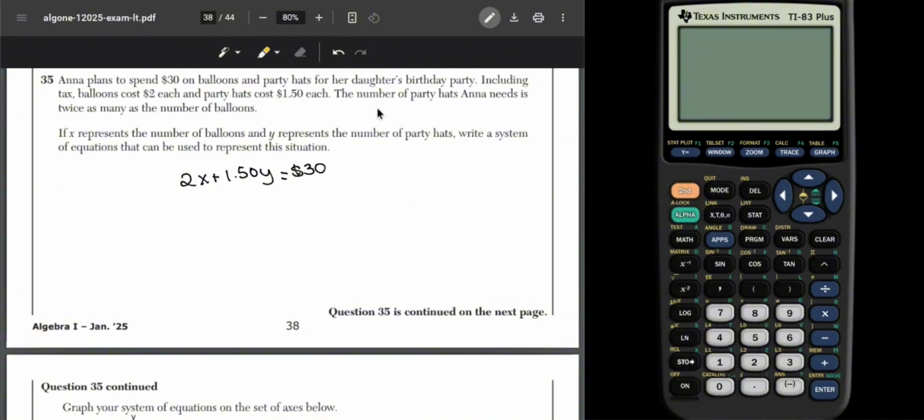The next part of the system of equations says the number of party hats Anna needs is twice as many as the number of balloons. So my y is my party hats. So y party hats is equal to twice as many balloons. My balloons is x. Twice as many means that whatever number of balloons she has, 2 times the number of balloons is the number of party hats. This is my system of equations. So my first one is 2x plus 1.50y is equal to 30. And my second one is y equals 2x.